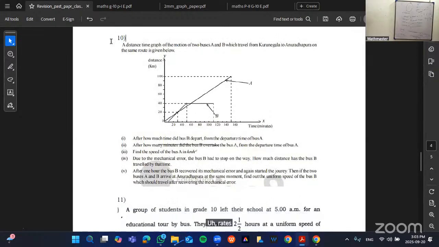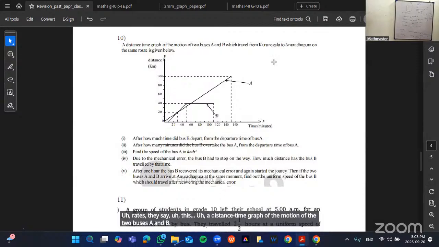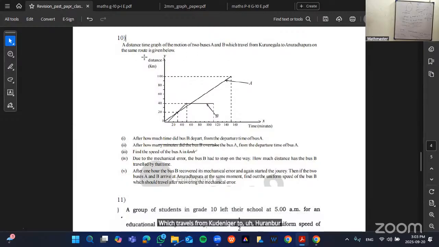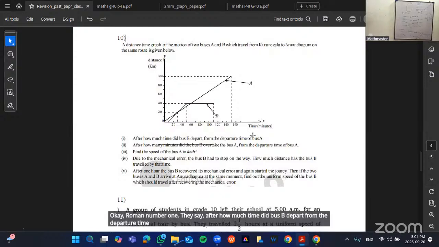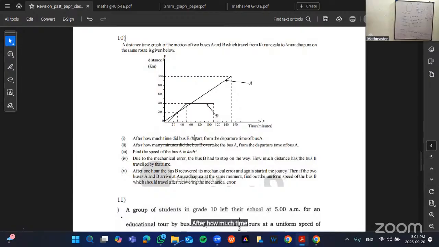They say this is a distance-time graph of the motion of two buses A and B which travel from Kurnagar to Anuradhapura on the same route. Roman number 1: after how much time did bus B depart from the departure time of bus A?